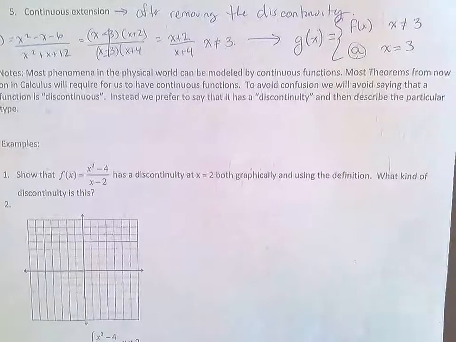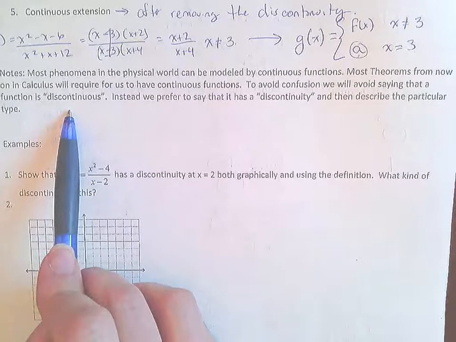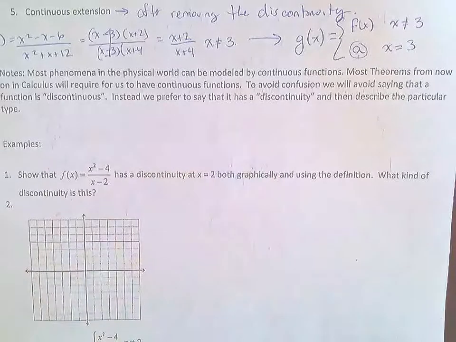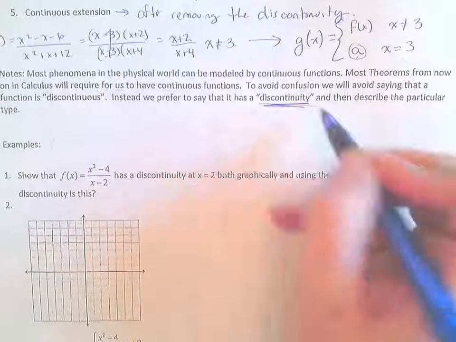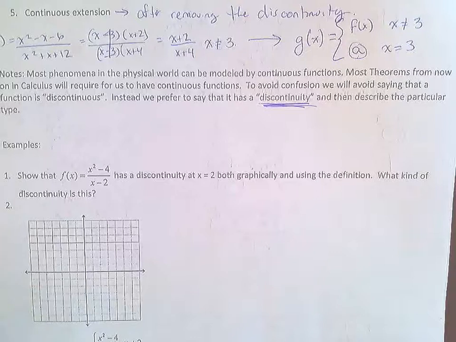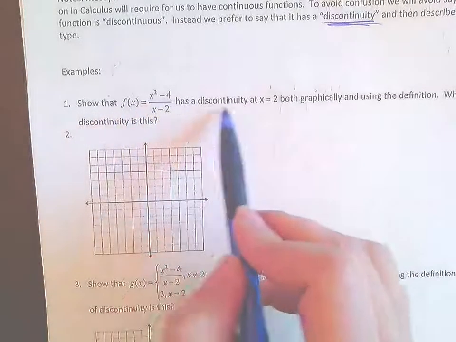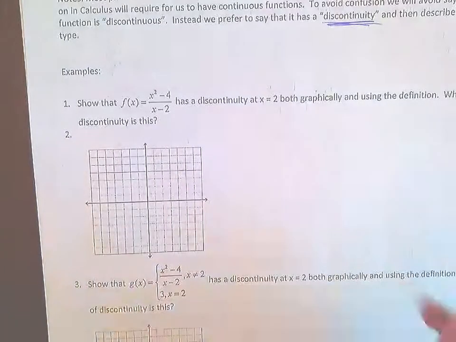All right, take a minute to read this little statement, but basically what we always say is we have a function and we have a part that is discontinuous. We're never going to say that a function is discontinuous. We're going to say it's continuous, and then we're going to explain where the discontinuity is. Okay? All right, so here's the example. Show that f of x has a discontinuity at x equals 2, both graphically and using the definition. What kind of discontinuity is this?